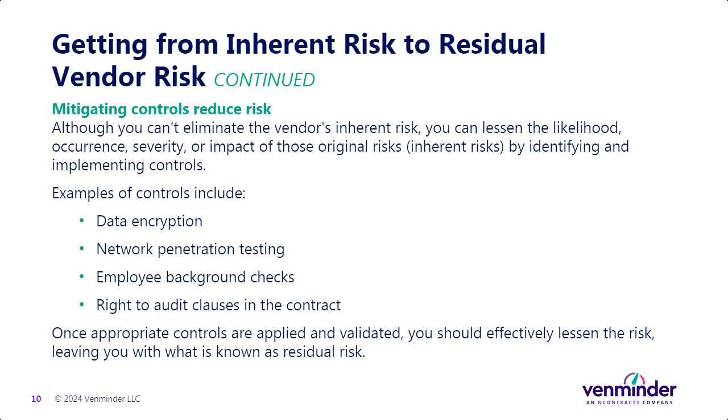So continuing on here, as I said, you're going to be looking at the controls of the vendor to help reduce the risk. And again, although you can't eliminate all of the inherent risks, you can lessen the likelihood or the severity of those inherent risks by identifying and implementing some controls. Some controls include ensuring that the vendor has best practice, what you expect as far as data encryption goes with your data, and that you review and evaluate on an ongoing basis their network penetration testing.